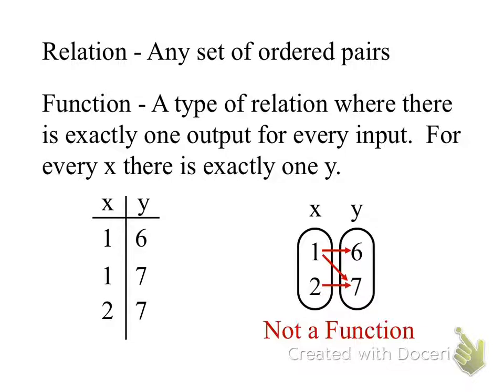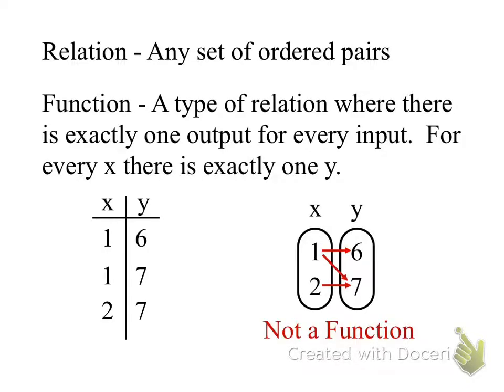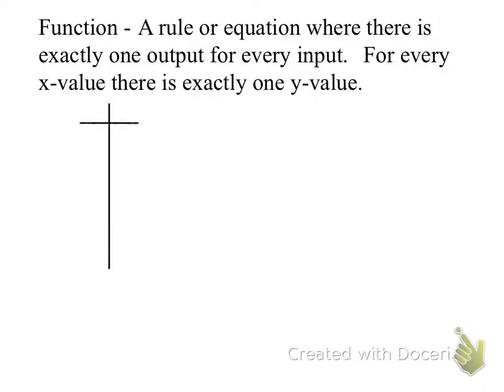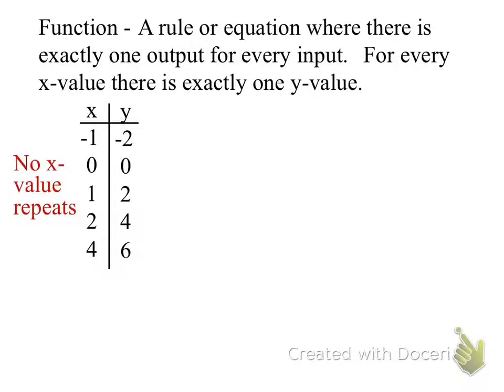Should there be a line going from 7 into 1? I did 1 to 7, right here. Oh, right here. Okay? All right, so now let's move on. I get confused with that definition, so I always remember there's no repeating x values.